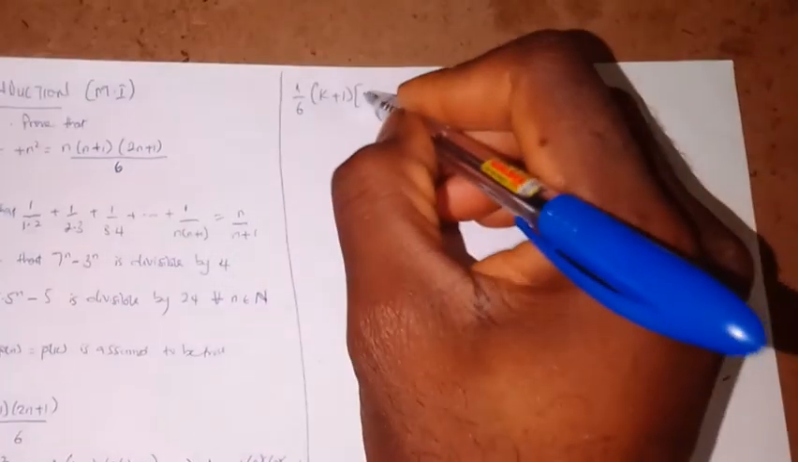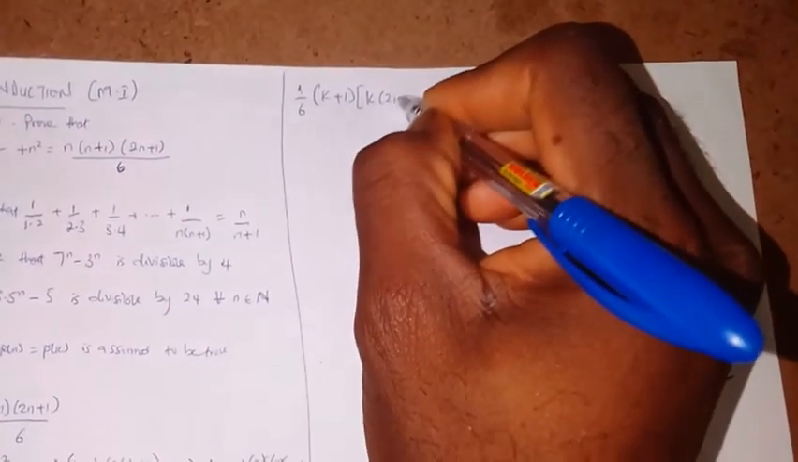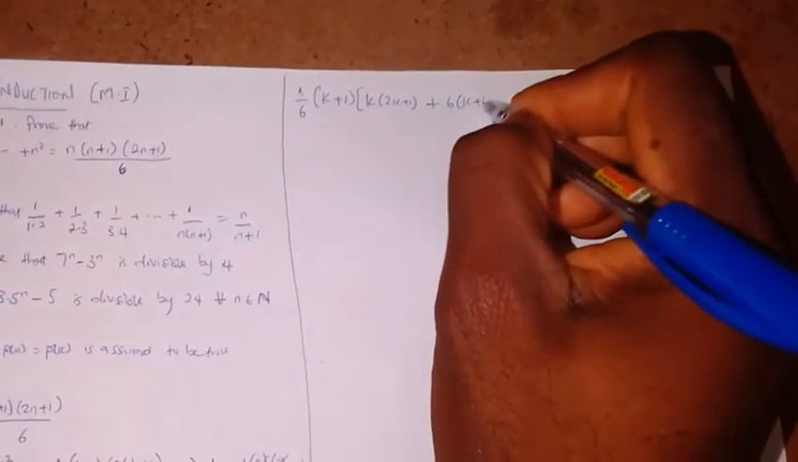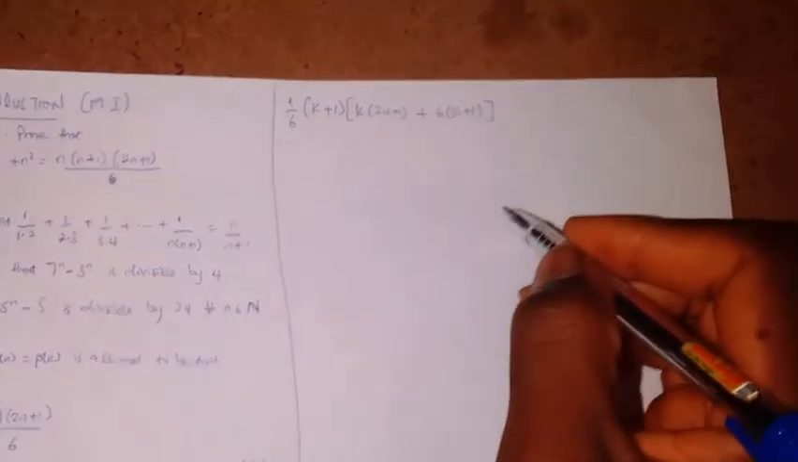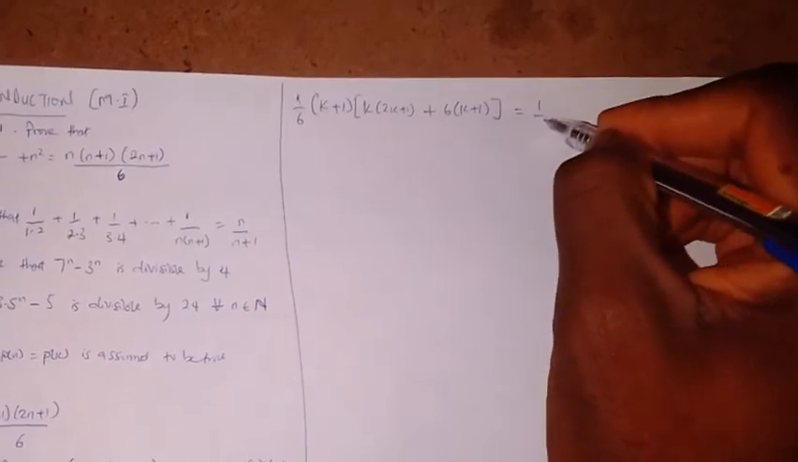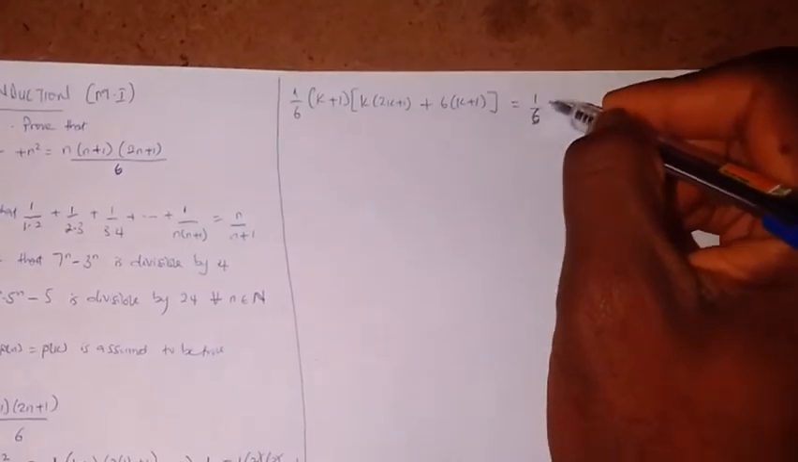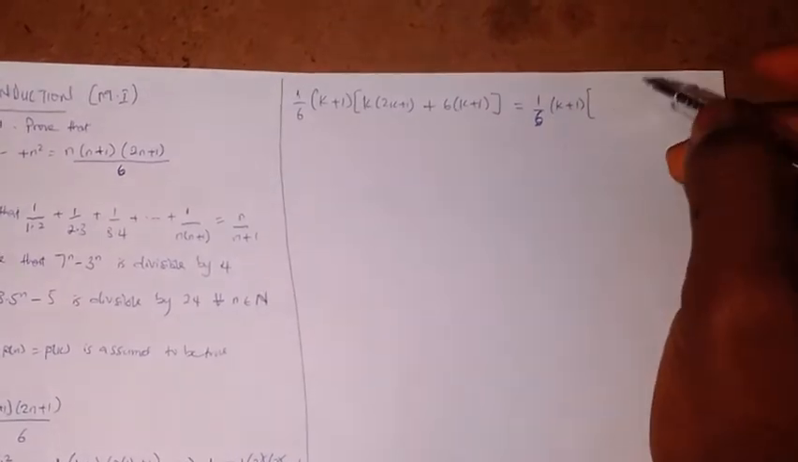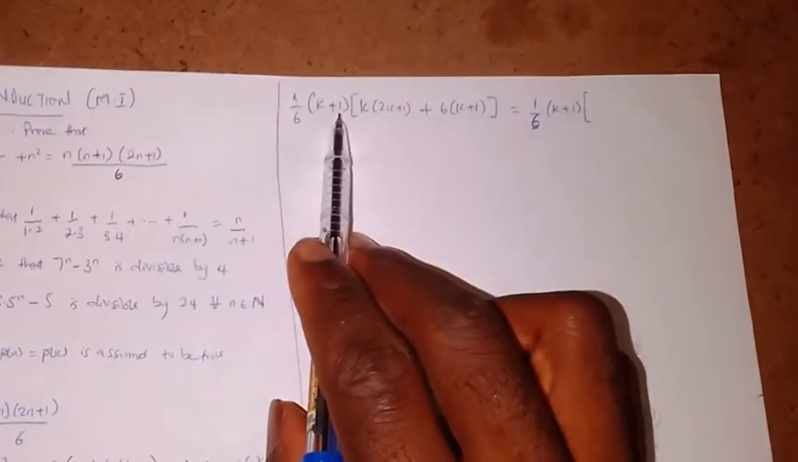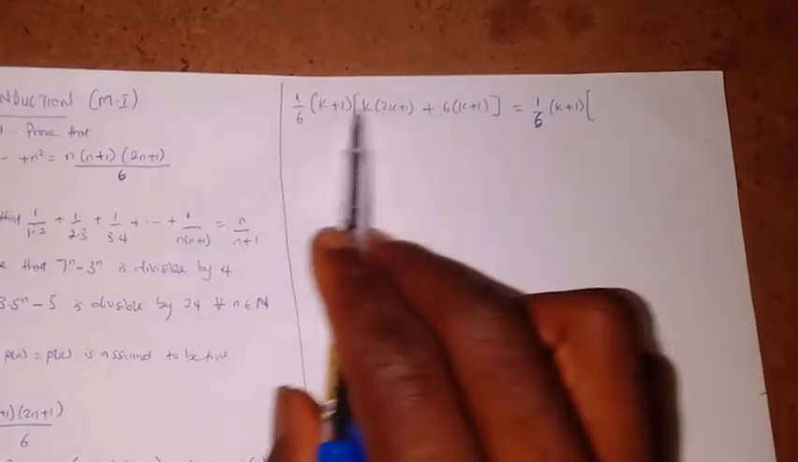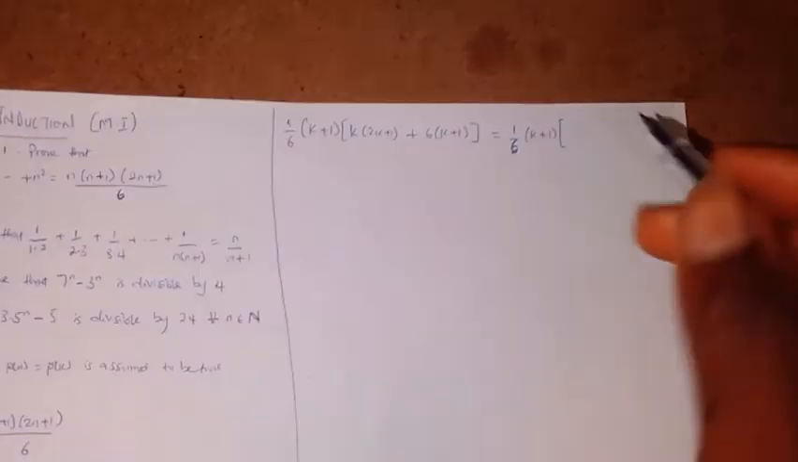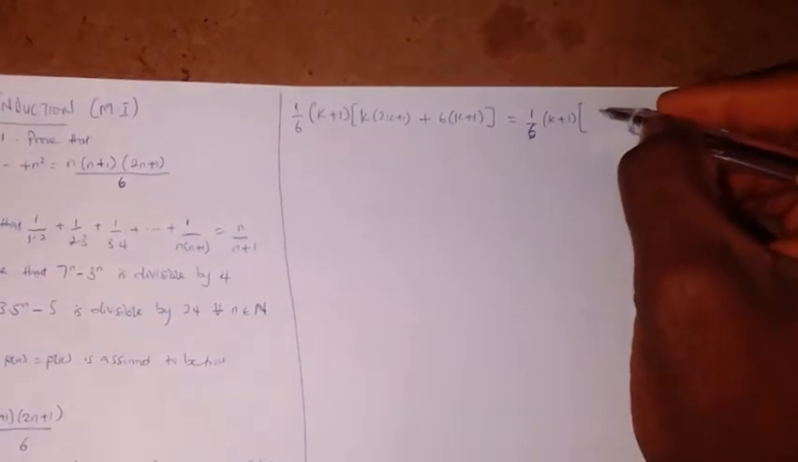Okay, so let's write what we have left. I have k into 2k plus 1, then plus 6 into k plus 1. From here, I now expand. When I expand, I have this as 1 over 6 into k plus 1. Now, in no case should you expand all this before bringing out your common factors. First, bring out your common factors before expanding.